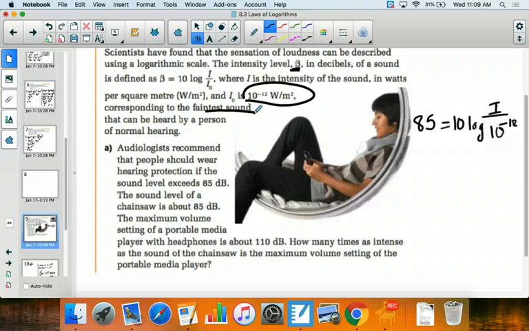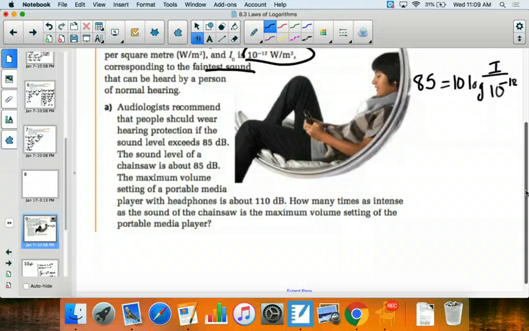Audiologists recommend that people should wear hearing protection if the sound level exceeds 85 decibels. The sound level of a chainsaw is about 85 decibels. The maximum volume setting of a portable media player with headphones in is about 110 decibels. How many times as intense as the sound of a chainsaw is the maximum volume setting of the portable media player? So we've got a decibel reading of the chainsaw at 85. We've got a decibel reading of your MP3 player at 110.